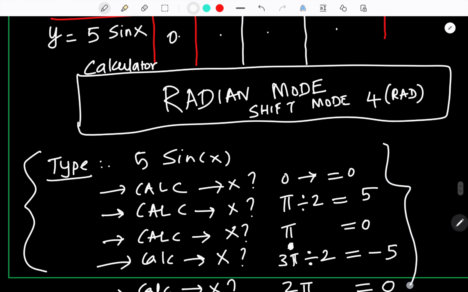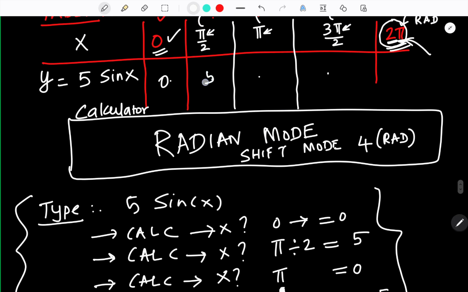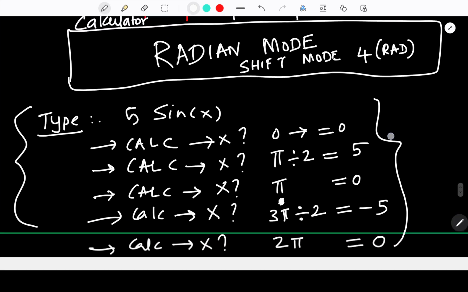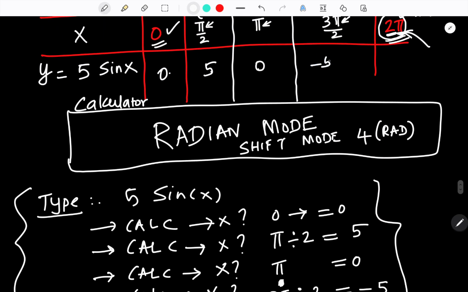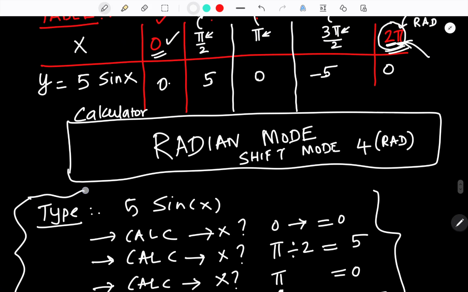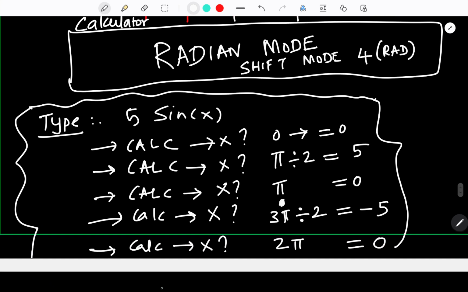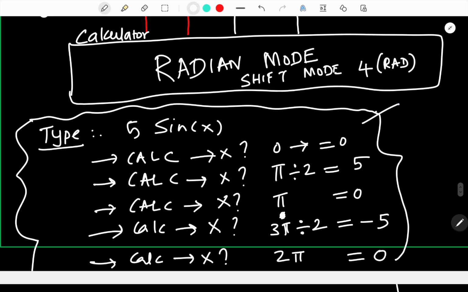These things you need not write in the exam, directly you can write here: 0 we got, then 5 we got, then 0 we got, then -5 we got, and then 0 we got. Okay, right. So these are the values. Again, I'm telling you, you can do this in your mind or in the calculator, and then directly write this for explanation.